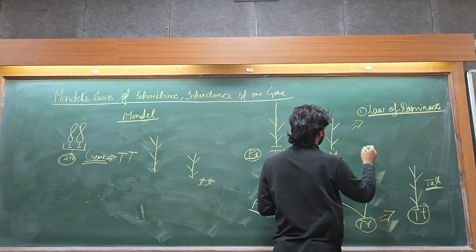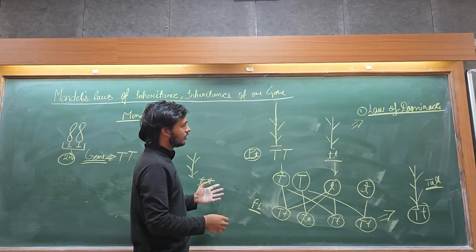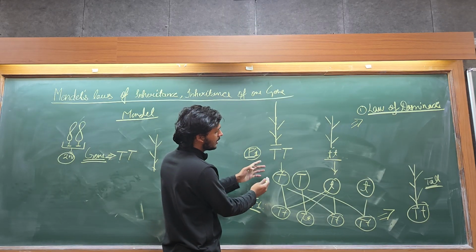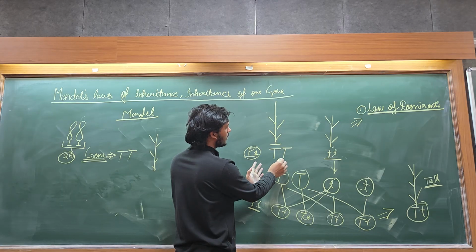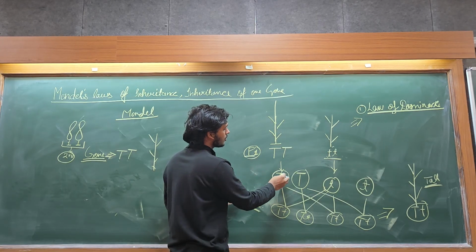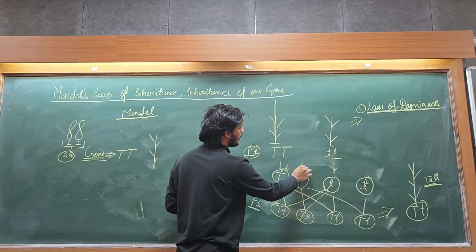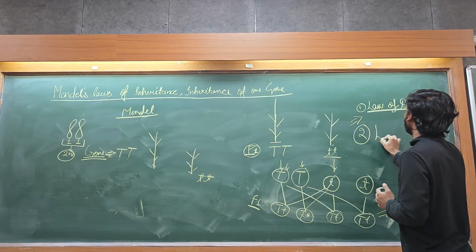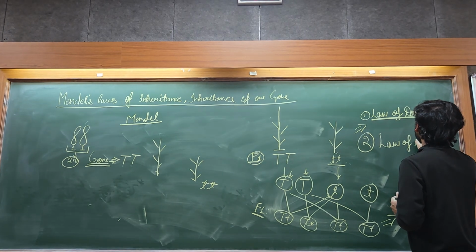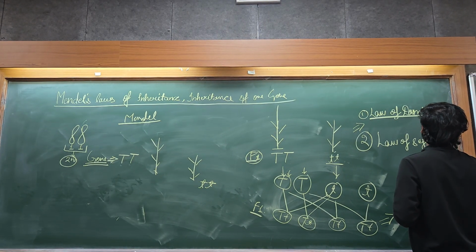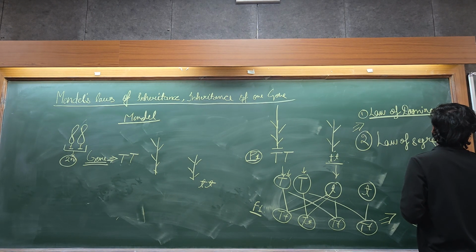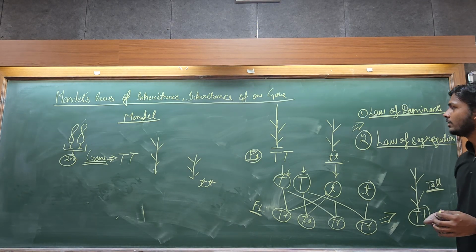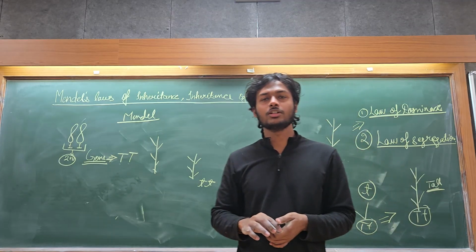Also, from the result he concluded there is a separation of genes, alleles. There are two gametes here from the gene. So second, he gave the law of segregation. In this topic we'll discuss up to here. Thank you.